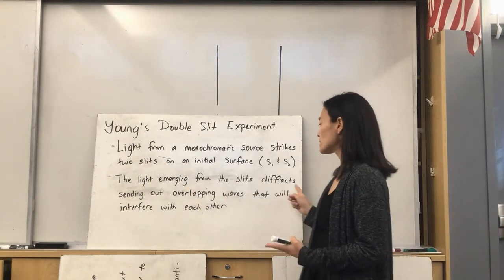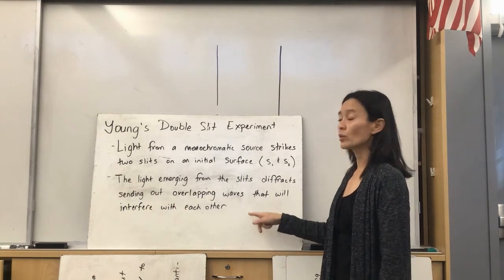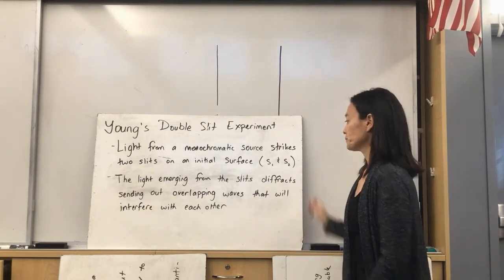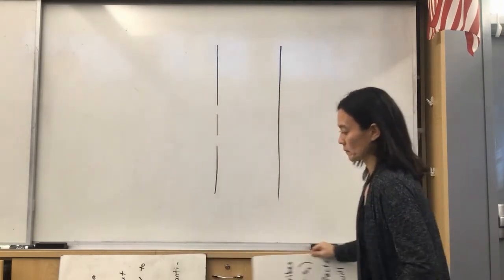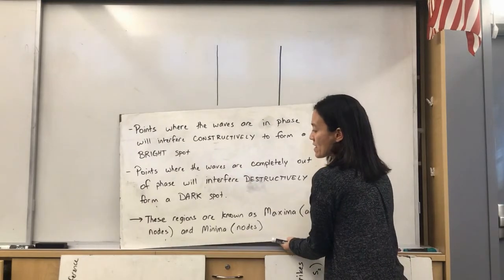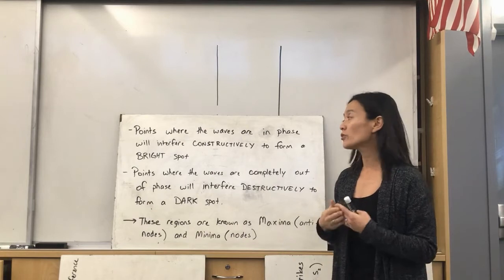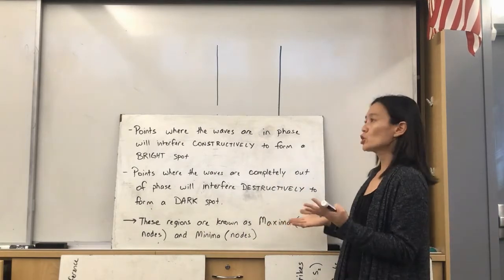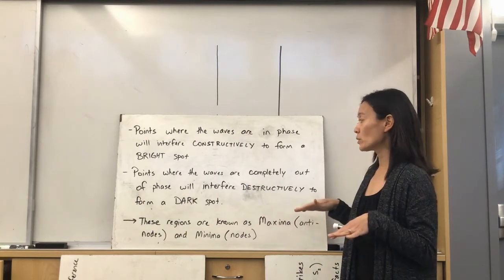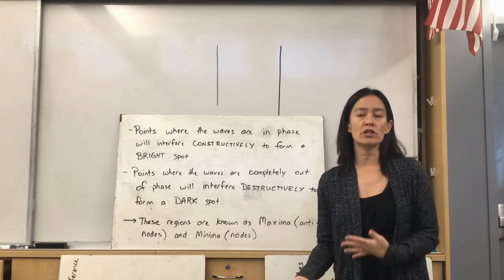The light emerging from the slits diffracts, sending out overlapping waves that will interfere with each other. Okay? So again, pause the video, write this down. Then points where the waves are in phase will interfere constructively to form a bright spot, and points where the waves are completely out of phase will interfere destructively to form a dark spot. So we're building on our idea of constructive and destructive interference.